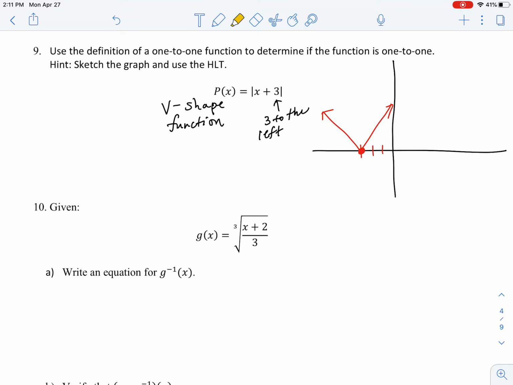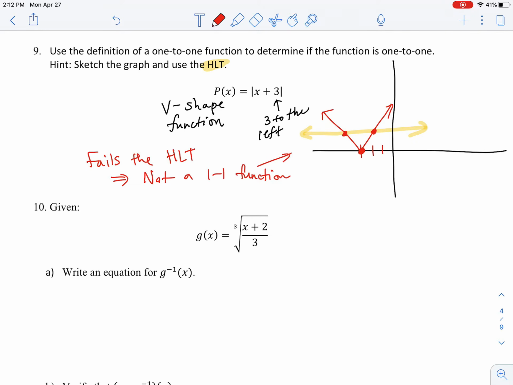Now imagine doing a horizontal line test here. Draw a horizontal line. Ta-da! Did it pass the horizontal line test or fail it? It failed it. Notice it touched 2 points on this single horizontal line. So you can say this fails the horizontal line test. Therefore, not a one-to-one function.